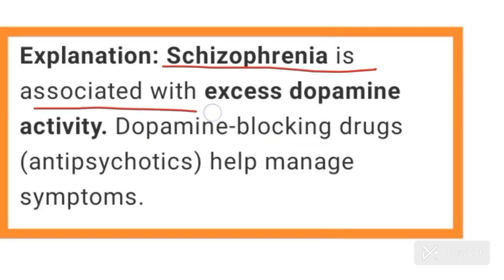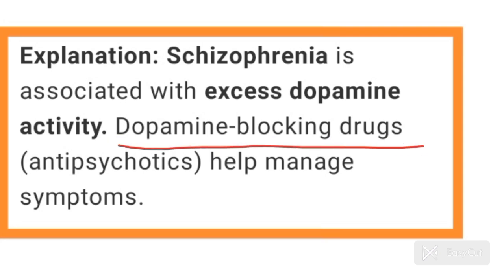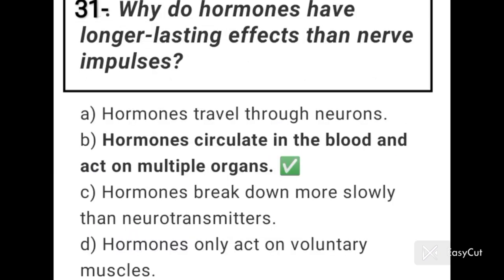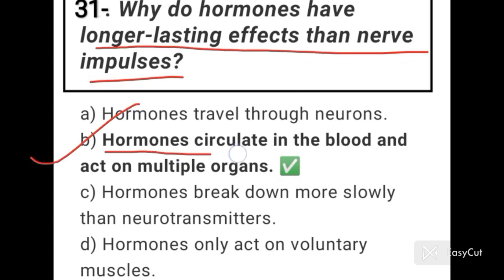Schizophrenia is associated with excess dopamine activity. Dopamine blocking drugs, antipsychotics help manage symptoms. Question number 31. Why do hormones have longer lasting effects than nerve impulses? Answer is option B. Hormones circulate in the blood and act on multiple organs.